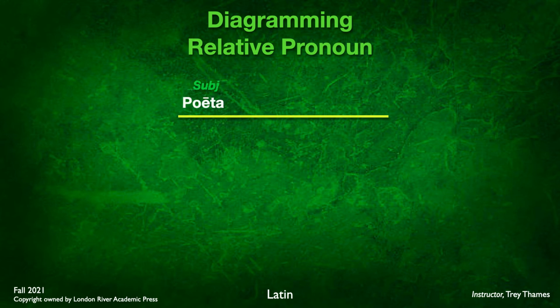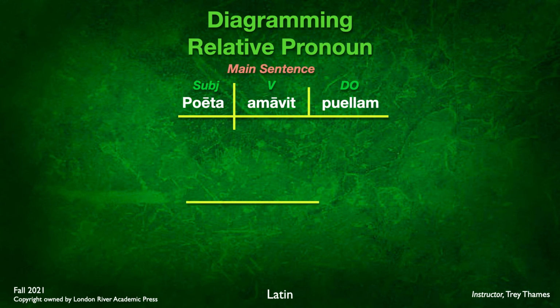You've got the horizontal line for the sentence. You've got poeta, the subject, and the verb, amavit, separated by a vertical line that crosses the horizontal line. Puellam, the direct object, is separated from the verb with a vertical line, but notice that that line does not bisect the horizontal line. It stops. So there's your main sentence: subject, verb, direct object.